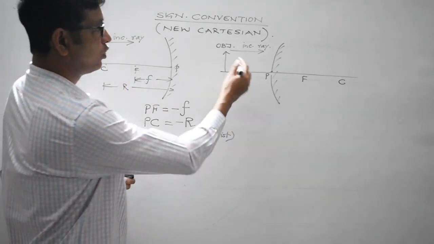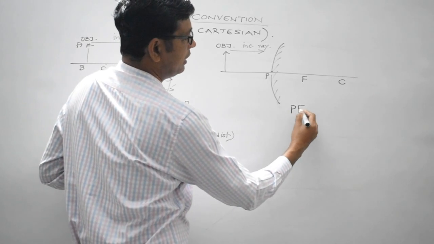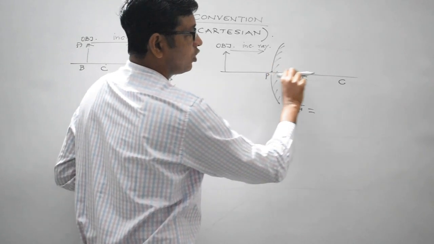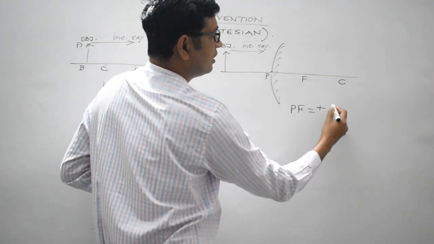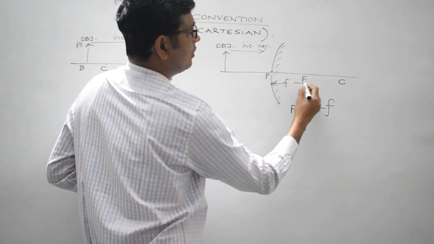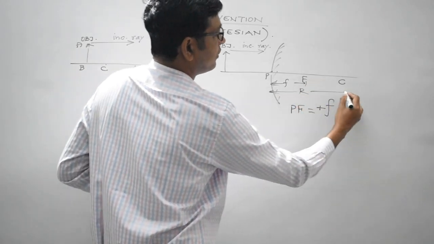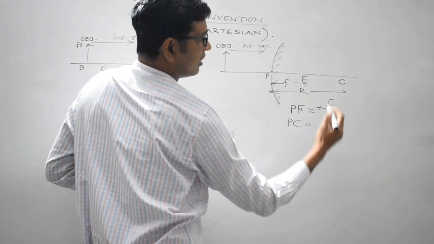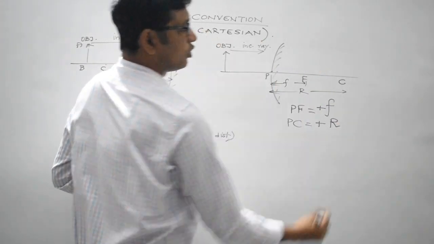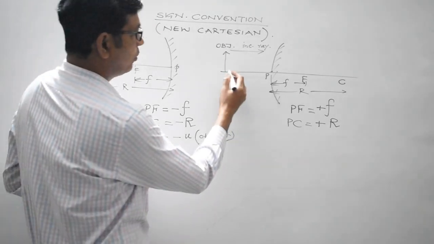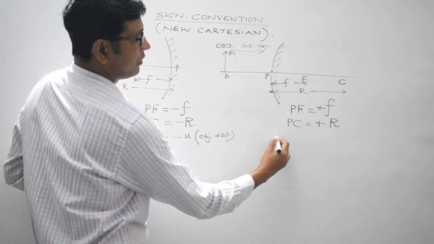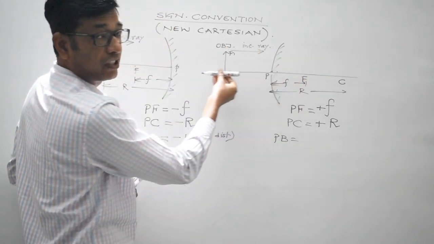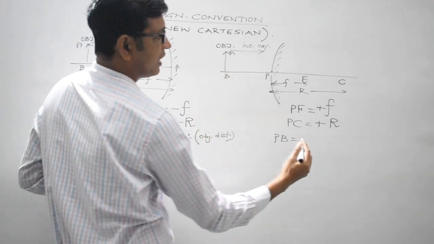Let's use the sign convention over here, for a convex mirror. Over here, PF. Now look, the incident ray is along this direction, from left to right. PF is also measured along the same direction. So the focal length is positive. This is the radius of curvature. Now PC, again, is measured along the same direction as that of the incident ray, so it should also be assigned a positive sign. Object distance: suppose this is the object AB. PB is measured in the direction opposite to that of the incident ray, so it should be taken as negative.